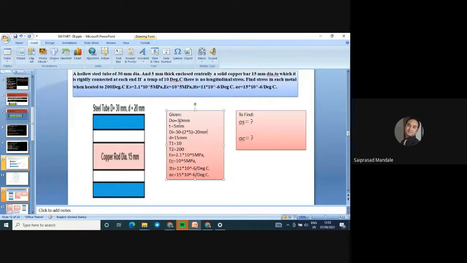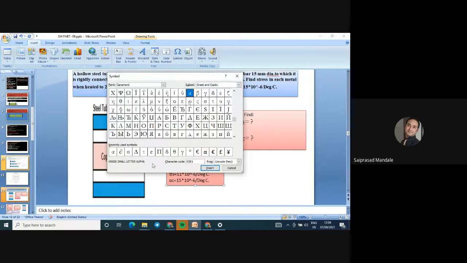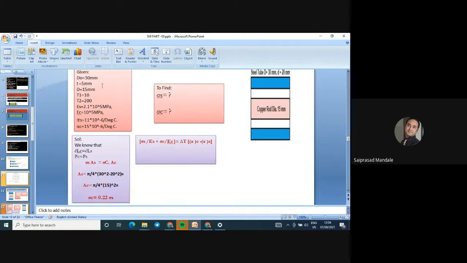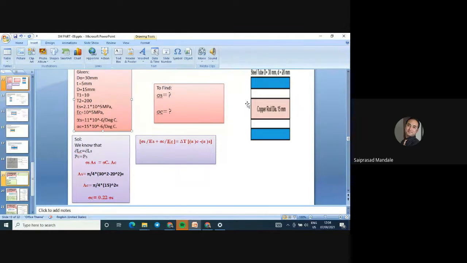Okay, so we have T1 and T2. Can anybody tell me the delta T? It is 200 minus 10, which is equal to 190 degrees Celsius. This is given to us. Let's move towards the solution.